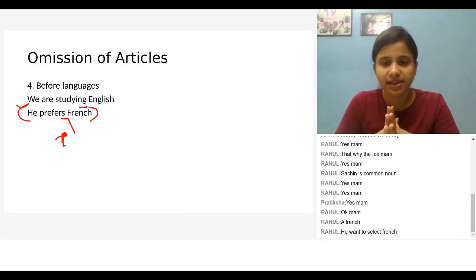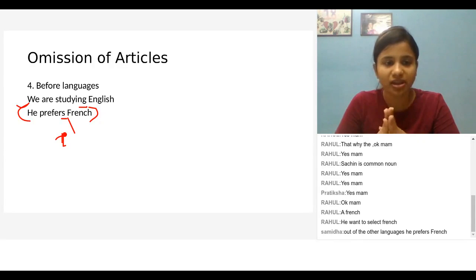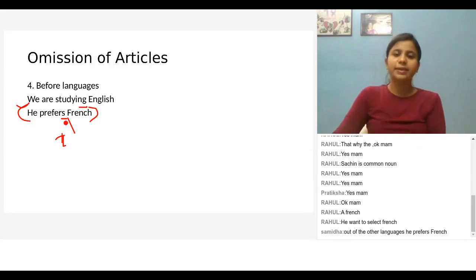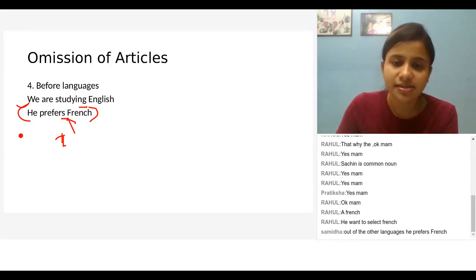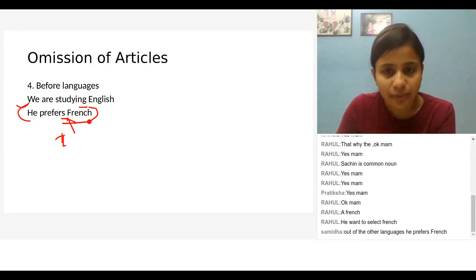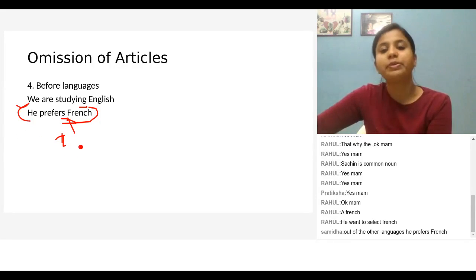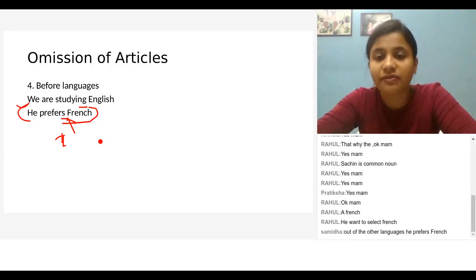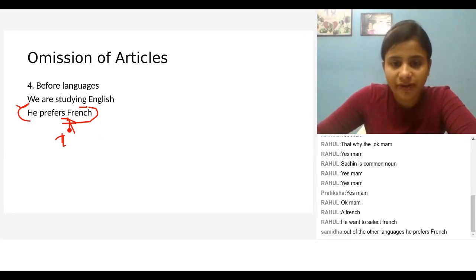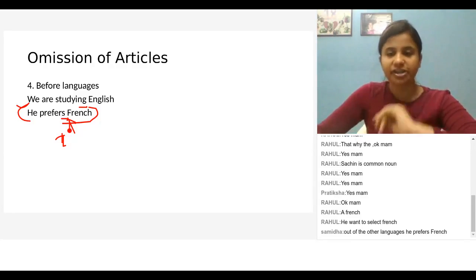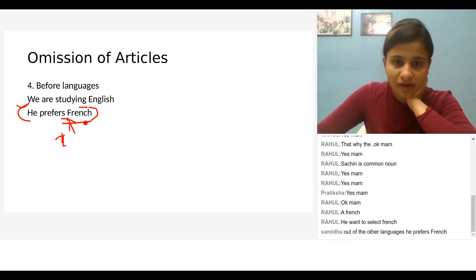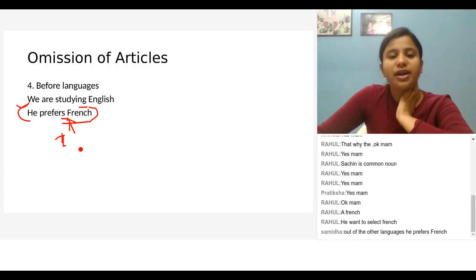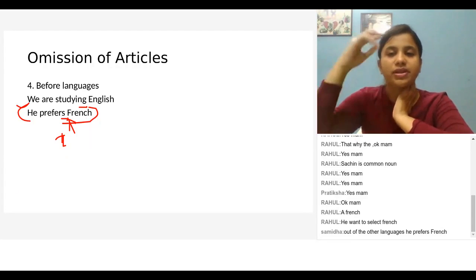See, when I say he prefers French, it means that he prefers the French language. But whenever we refer to French people or English people, we always say the British, or the English, or the French. So he prefers the French can also mean that he prefers the French people. I was just testing if you are aware of this. Did you understand what I was trying to say?